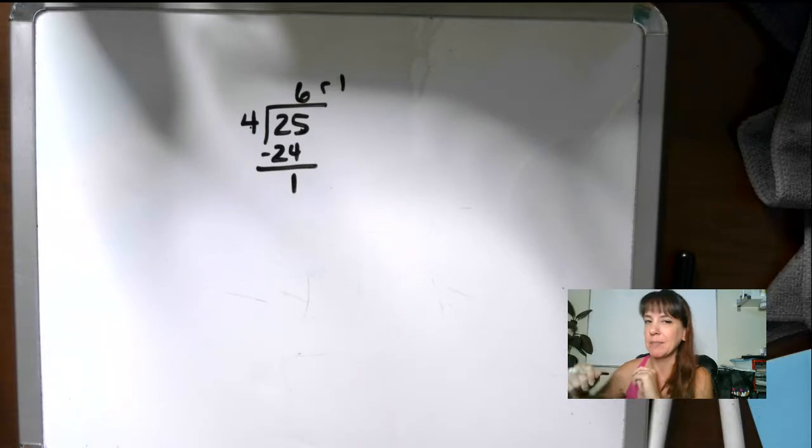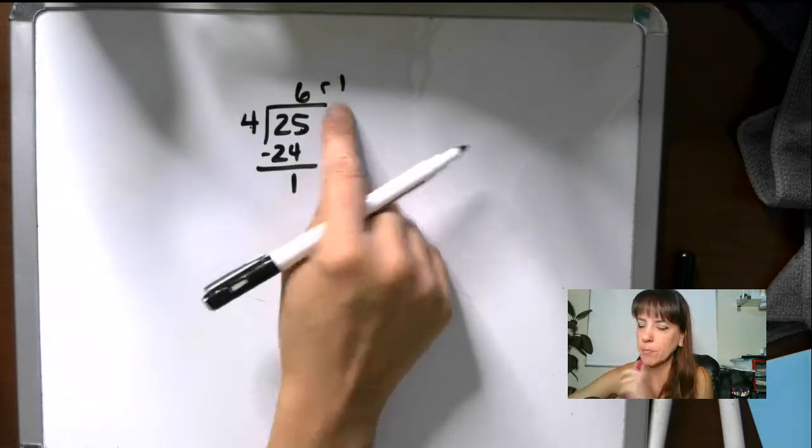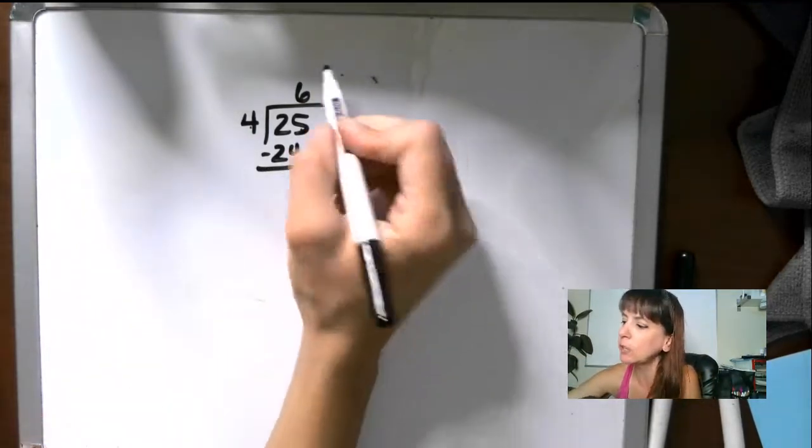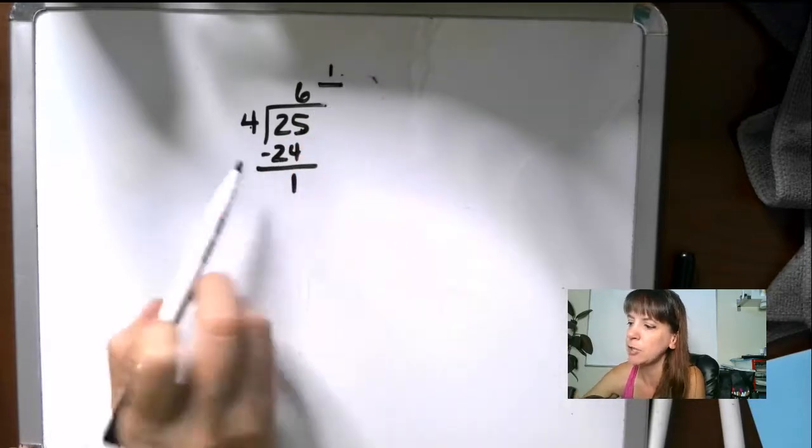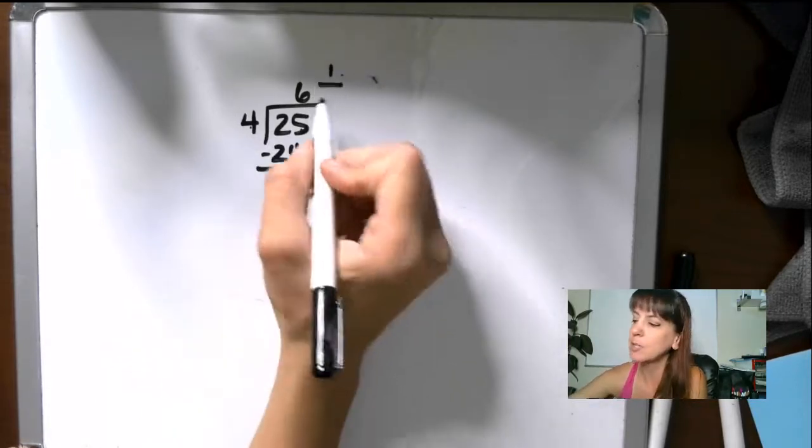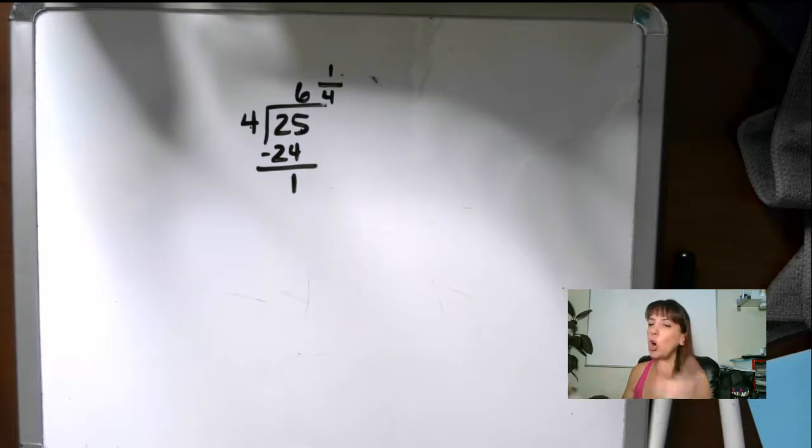We're going to do the same thing, except instead of remainder 1, what you do is you take your remainder and you put it here and you make it into a fraction over whatever this number is. So it's 6 1/4. That's all you do. So no more remainders in division. You need to write it as a mixed number, okay?